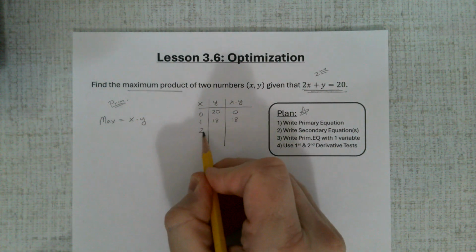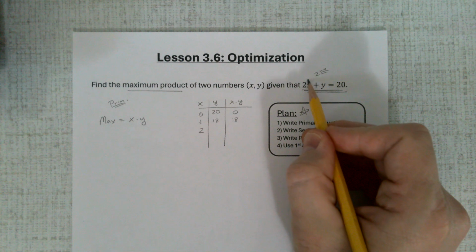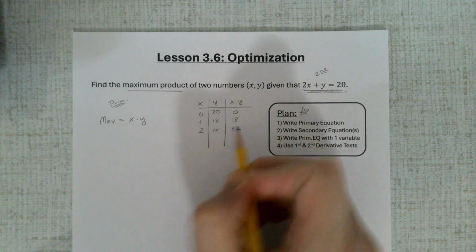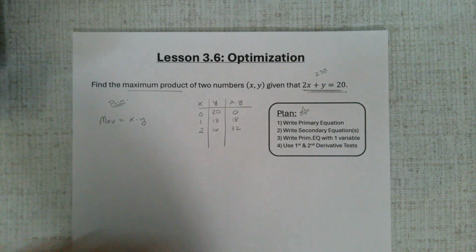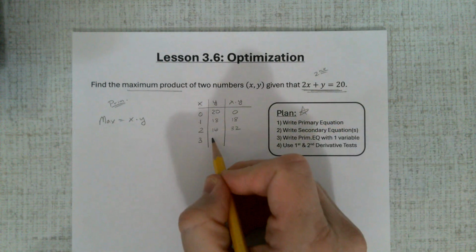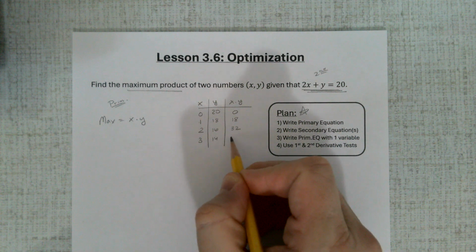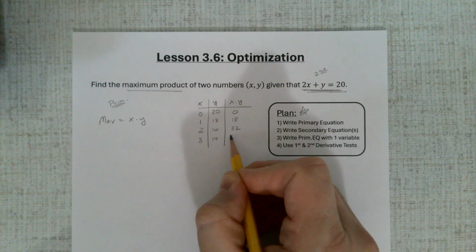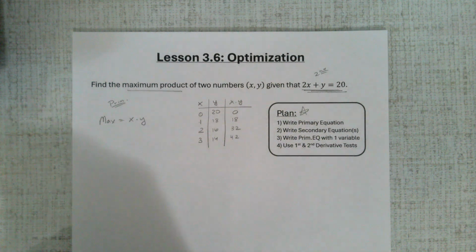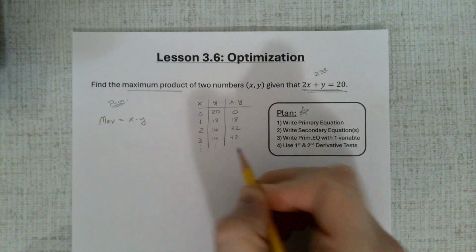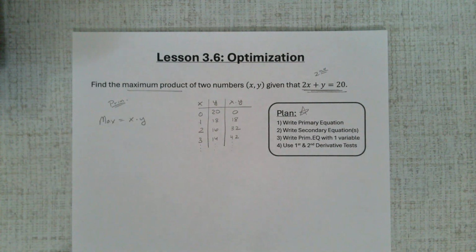Well, what if x was 2? That would make that 4, subtract it over, that'd be 16, that would be 32. What if x was 3? That would make that 6, subtract that over, that would make that 14, multiply that, and that would be 42. So you can see we could just keep going up, and eventually we're going to reach a maximum.